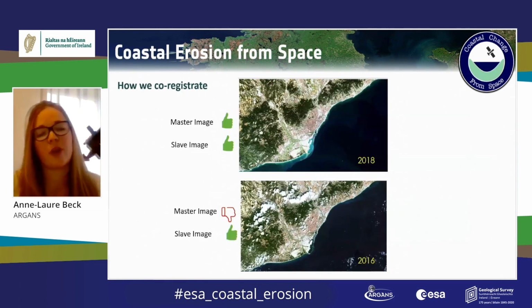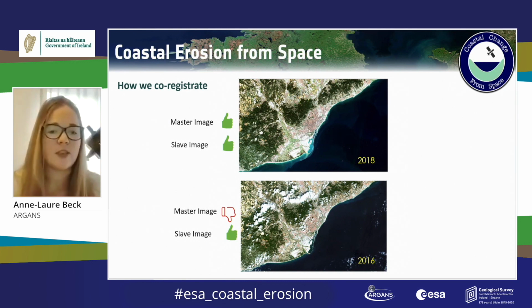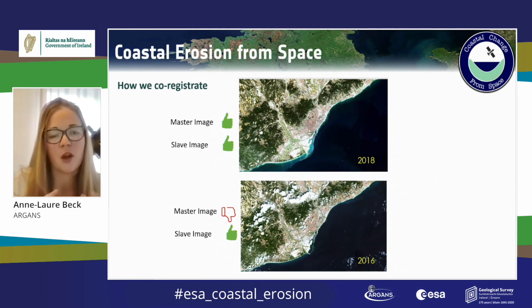So how do we co-register? The co-registration starts with the inputs. Which images can be used as inputs? For example, the master image has to meet some requirements: it has to be cloud-free, with no glint, and we have to see the whole image. Here the 2018 image is totally cloud-free with no glint, so it can be perfect for a master image or for a slave image. On the other hand, the 2016 image cannot be used as a master due to the cloud that we can observe in the north part of the image.